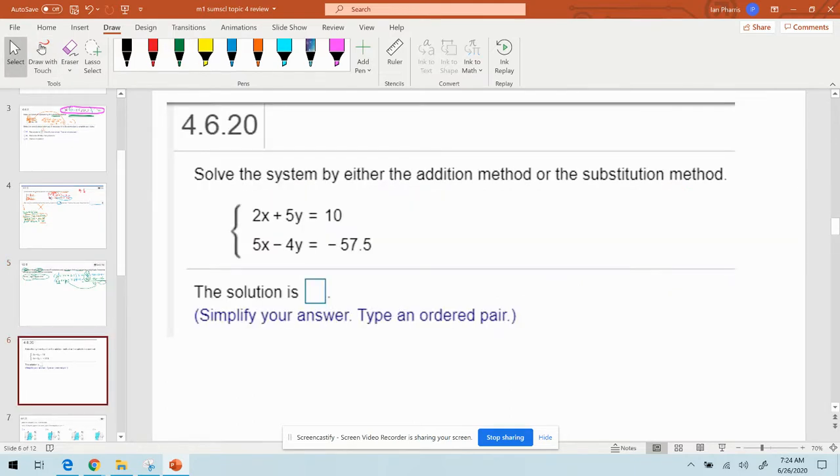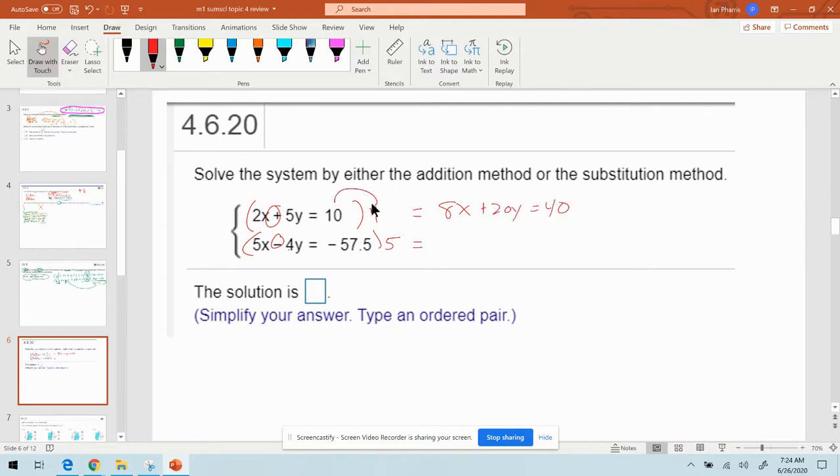Okay, one more question for this video. Kind of the same concept right here, but this time they already have one of the variables as positive and negative. So I'm just going to choose that one so I don't have to multiply by a negative. Multiply by the other constant, 4. Multiply this one by 5, and you're going to get the same thing. 8x plus 20y equals 40.